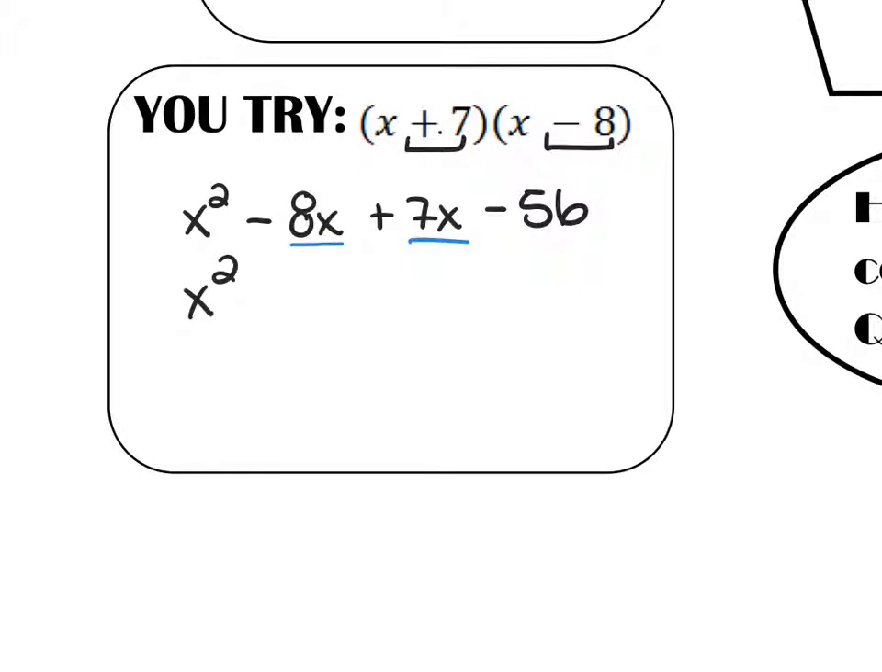X squared. Negative 8 plus 7 is a negative 1x minus 56. Now you don't have to write the negative 1. It's enough to just write it like this. If there's nothing there, it's implied that there's a 1 in front of it.